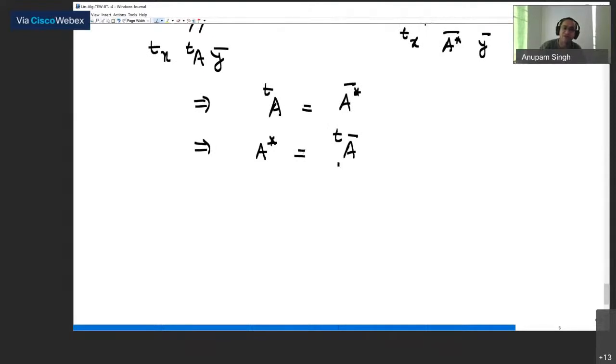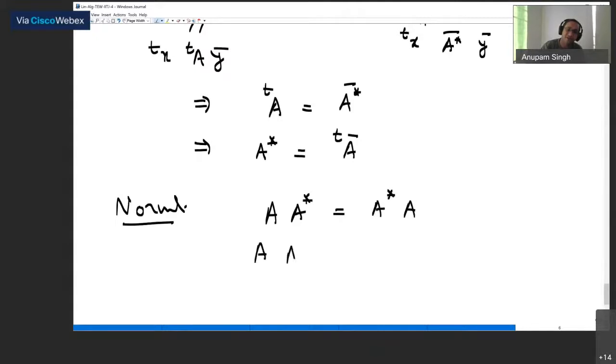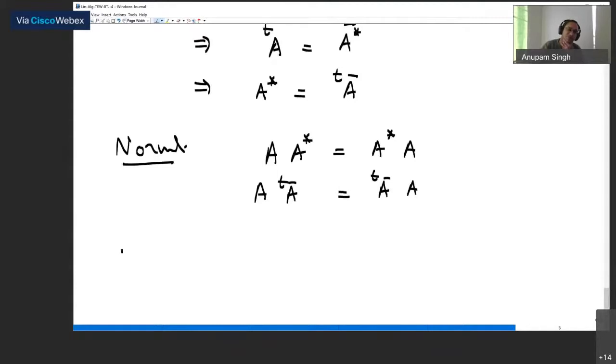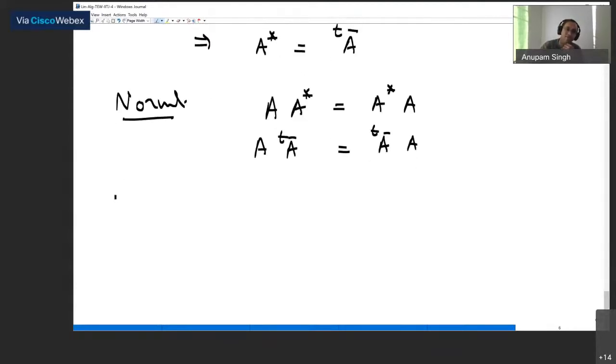So okay, now I have found the matrix of the adjoint. The matrix of the adjoint is going to be A bar transpose. And if I wanted to say something is normal, normal would mean that A A star is A star A. That is, A A bar transpose is A bar transpose A. Very good.